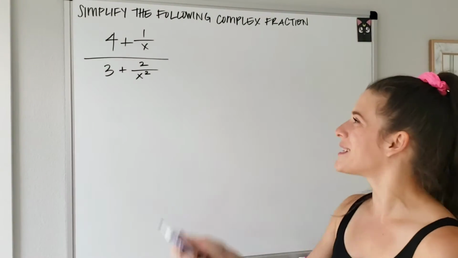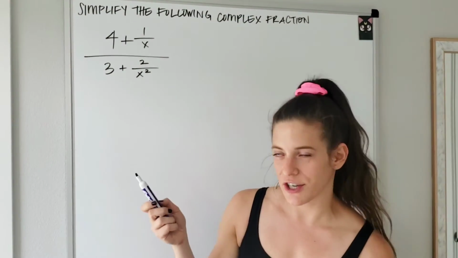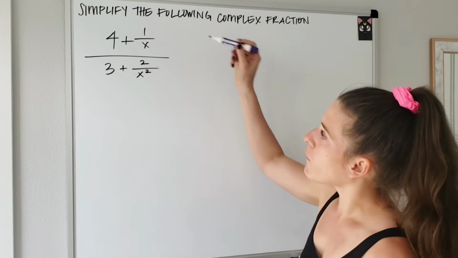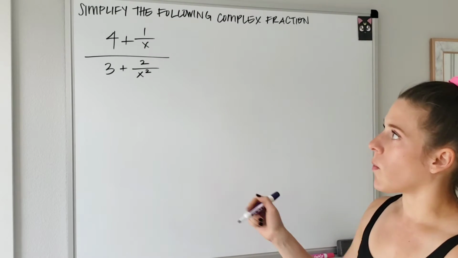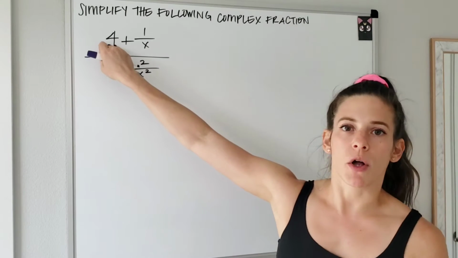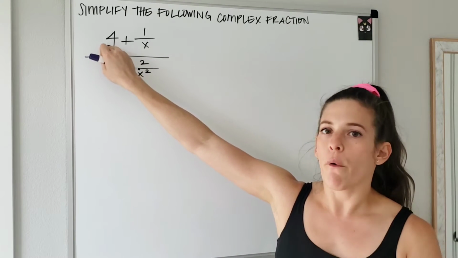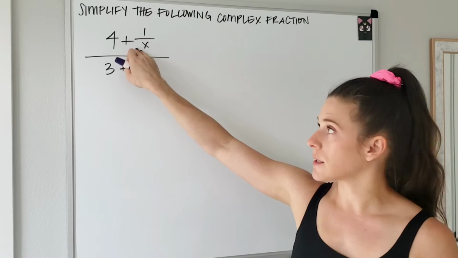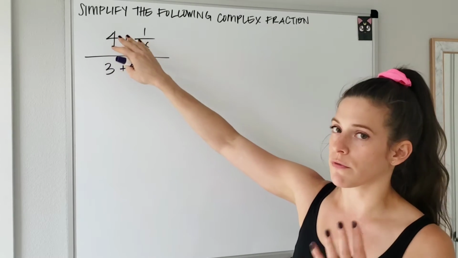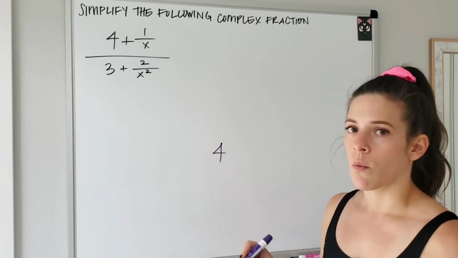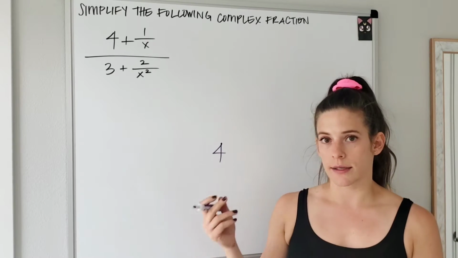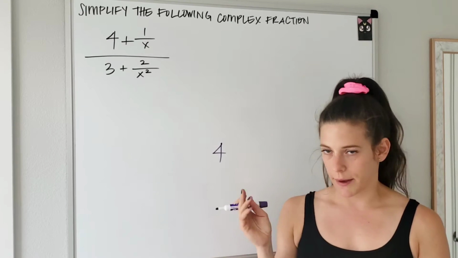Welcome back. We're going to simplify this complex fraction, starting with the numerator. 4 plus 1 over x. I ultimately want this 4 to be multiplied by something over the same denominator x so that we can add the numerators, 4 times whatever plus 1. To get 4 over x, we'll multiply it by x over x, which is really just multiplying by 1.